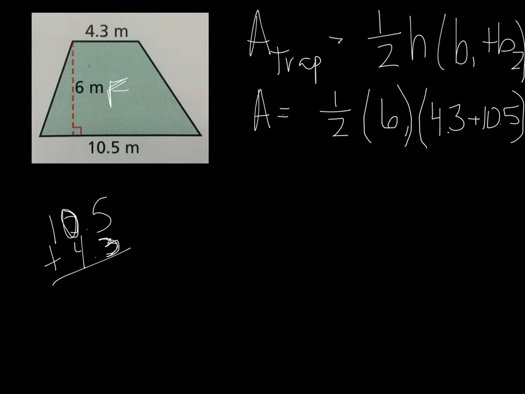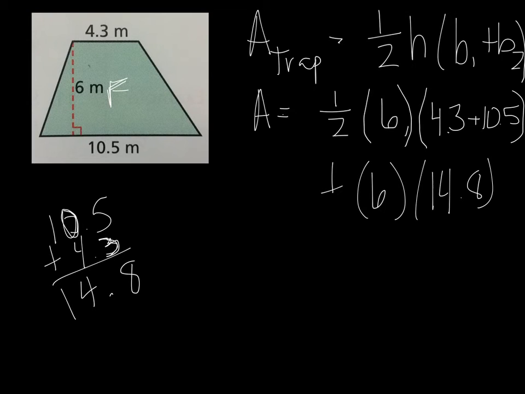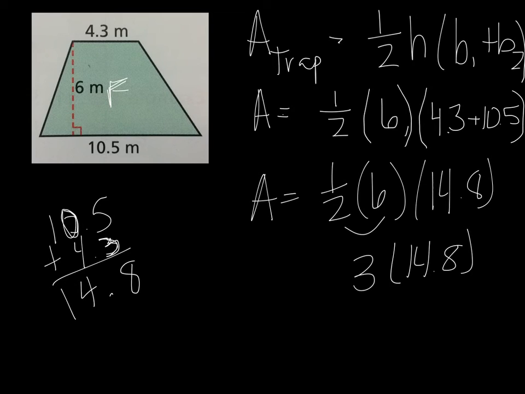Okay, 5 and 3 is 8. Bring my decimal point down because I'm lining them up nicely. 14 and 8/10. Okay. 14 and 8/10 times 6 divided by 2 is going to equal my area. Now I can do this first. 6 divided by 2, or 6 times 1/2, same thing. That would be 3. So now I only have to multiply my 14 and 8/10 by 3.